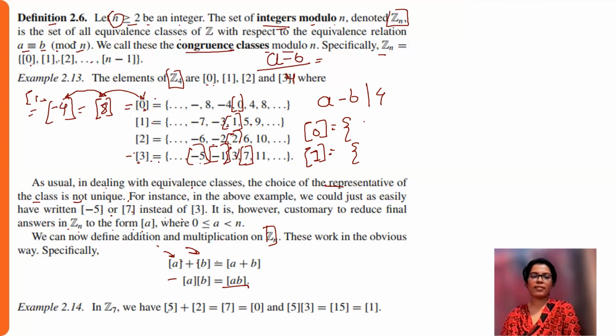Now, for example, if we look into Z7, we have class 5 plus class 2 will be class 7. Now, if we divide 7 by 7, we get 0, so this is the 0 class because 7 is divisible by 7. But if we multiply 5 by 3, we get 15. Now, when we divide 15 by 7, we get the remainder 1. So it is represented by 1 class.